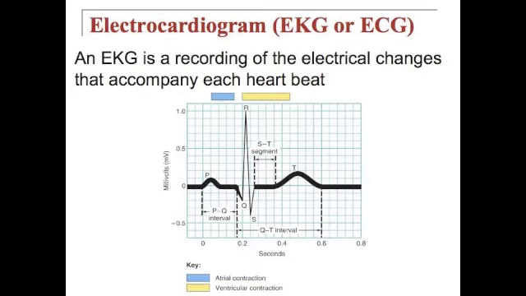So this is figure 20.12 on page 747. And this is an example of an electrocardiogram. We can call this an EKG or an ECG. But an EKG is a recording of the electrical changes that accompany each heartbeat. So an EKG is a composite record of action potentials produced by all of the heart muscle fibers during each heartbeat. The instrument is used to record changes in an electrocardiograph.